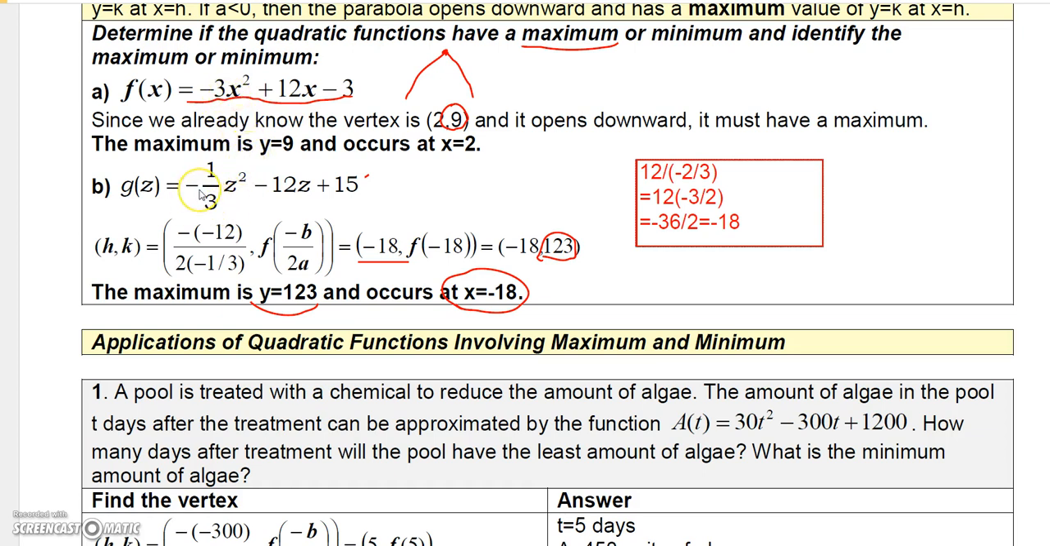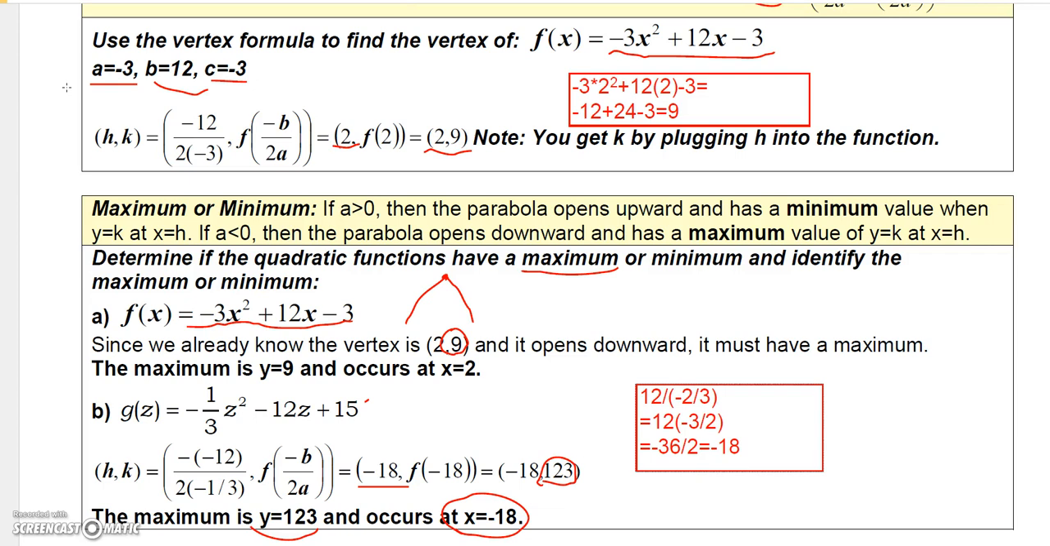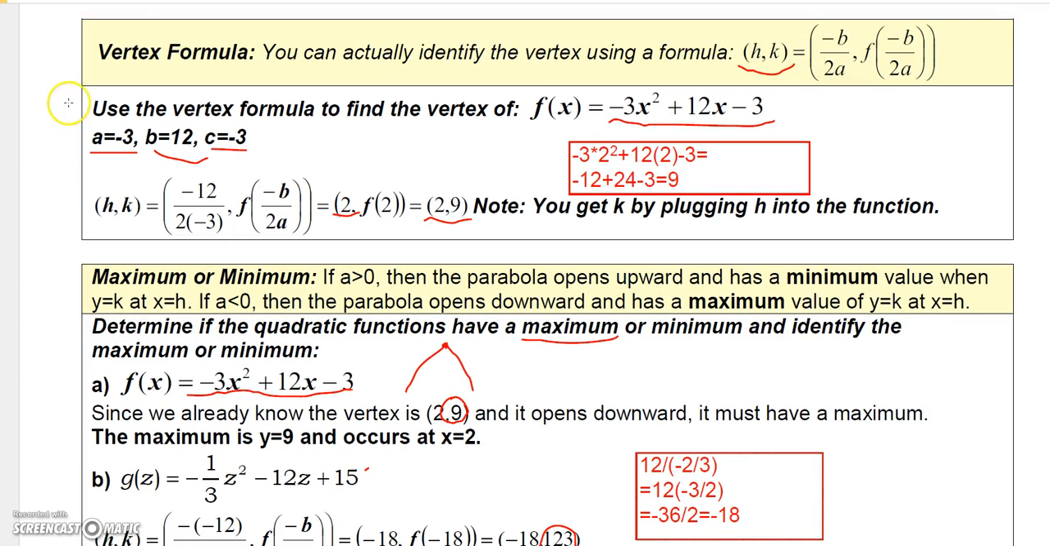So again, both of these actually had a maximum. But remember, if the coefficient of the squared term is positive, had this been a positive 1/3, then this graph would have had a minimum instead of a maximum. Okay, so that shows you how to use the vertex formula to find the vertex, and how to determine the maximum and minimum of a quadratic function. So we're almost done with quadratic functions. I'll do one more video on some applications of quadratic functions, and then we'll be finished.